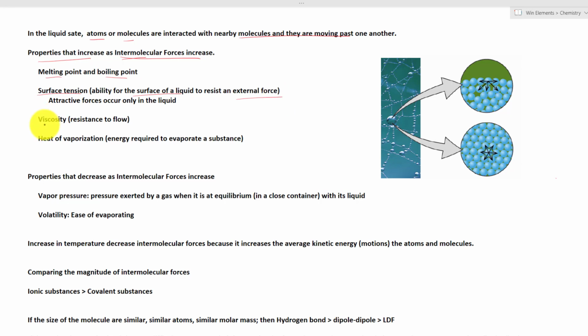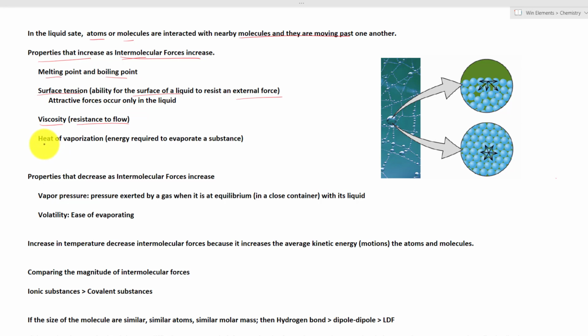Then we also have viscosity. So the greater the attraction between the molecules, the greater the intermolecular forces between the molecules or atoms, the higher the viscosity would be. That is, the greater the resistance to flow. Think of honey versus water. Honey has a greater intermolecular force. It has a greater viscosity, which is, it has a greater resistance to flow.